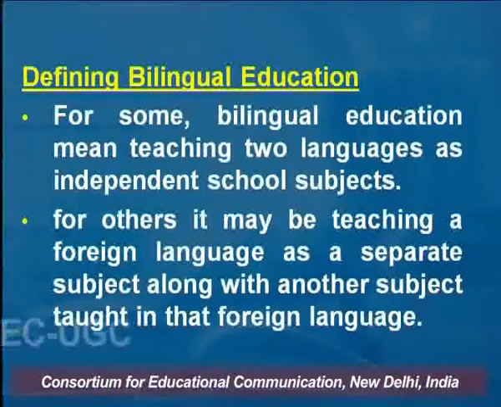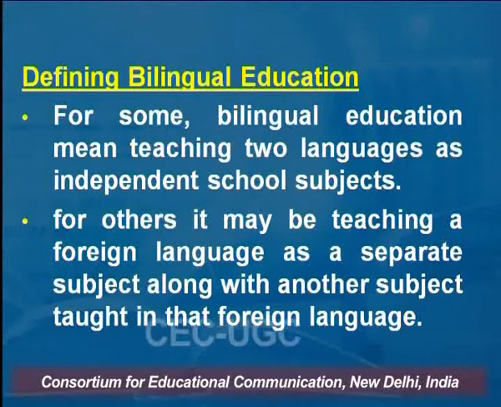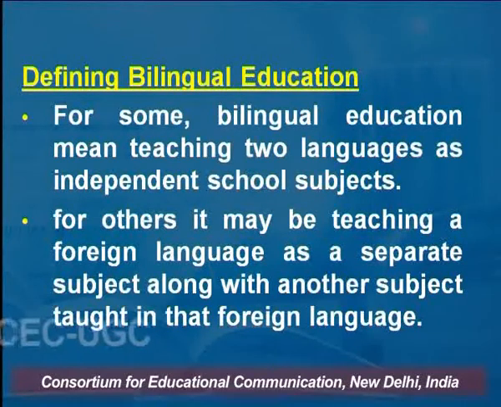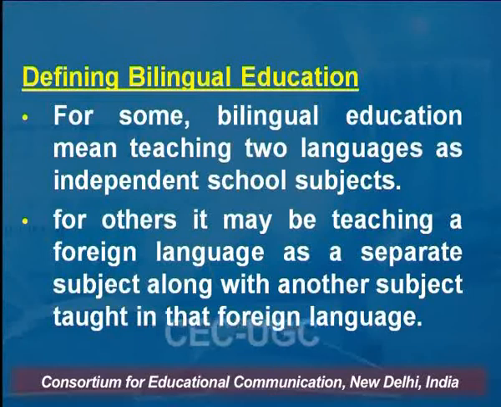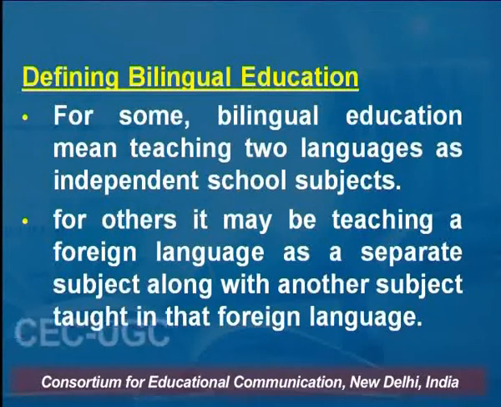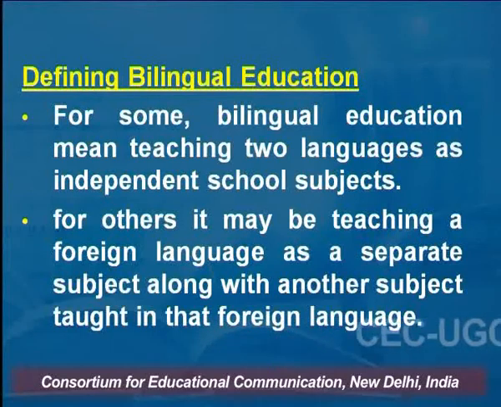So, we would say that bilingual education would mean teaching 2 languages as independent school subjects. Bilingual education would mean teaching some foreign language. Bilingual education would also mean teaching certain topics in one language and certain topics of the curriculum in another language. Bilingual education would also mean that the same topic is being taught in 3 or 4 languages mixed up, so that the student can understand, as to enhance the understanding of the student.